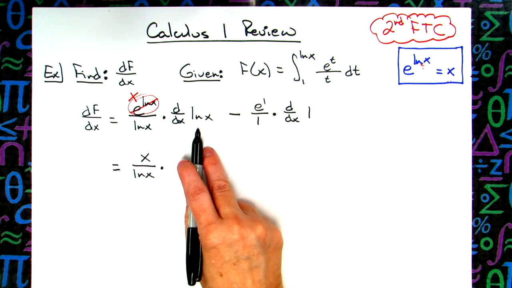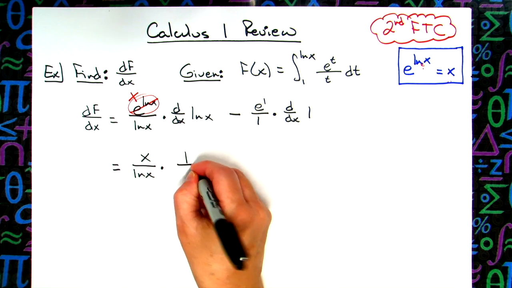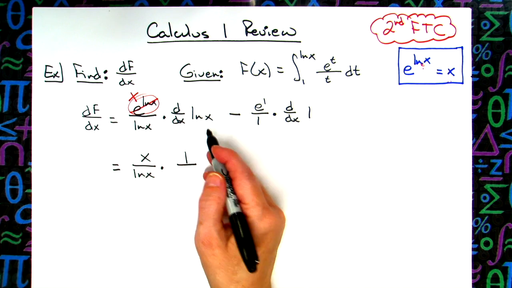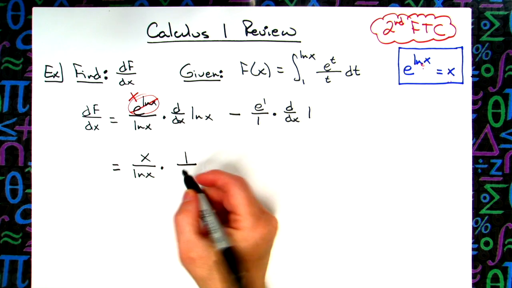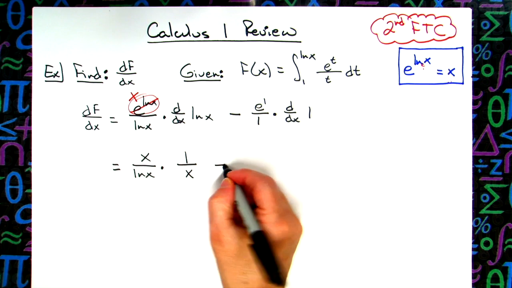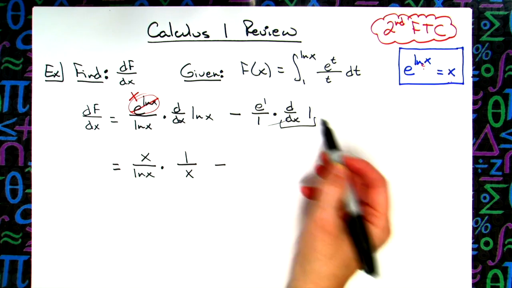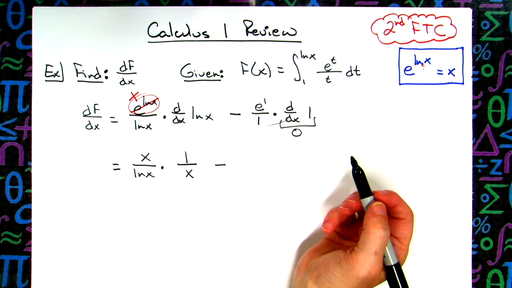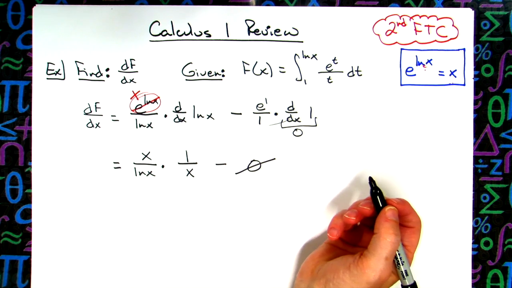Now, the derivative of natural log of x is going to be x prime over x. If you've memorized this as just 1 over x, that's fine as well. You are doing u prime over u, so 1 over x. For the second part, the derivative of 1 is 0, and 0 times anything is 0, so that all falls out.